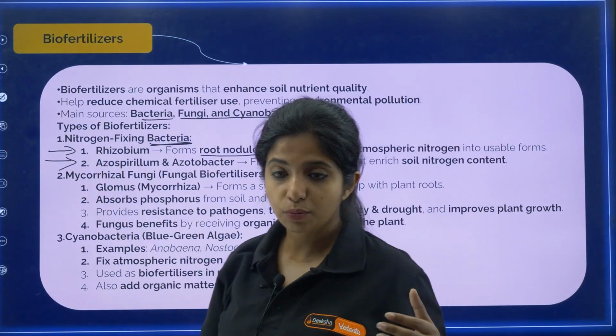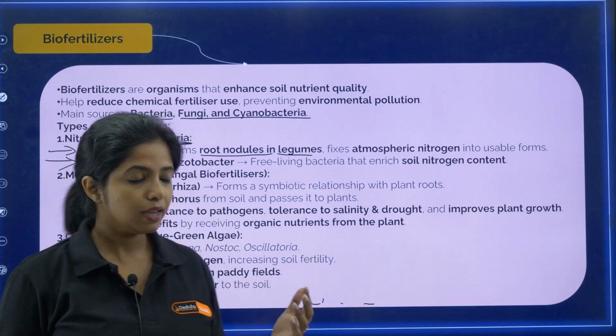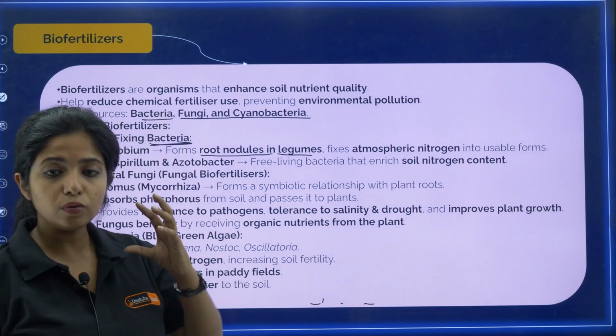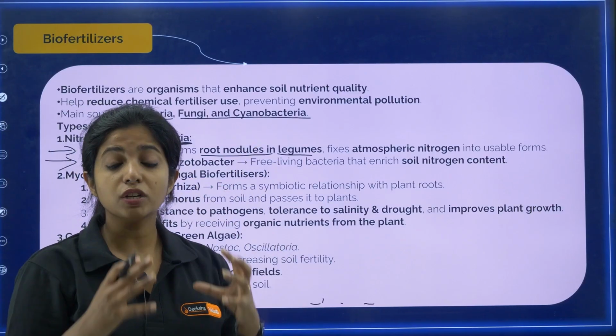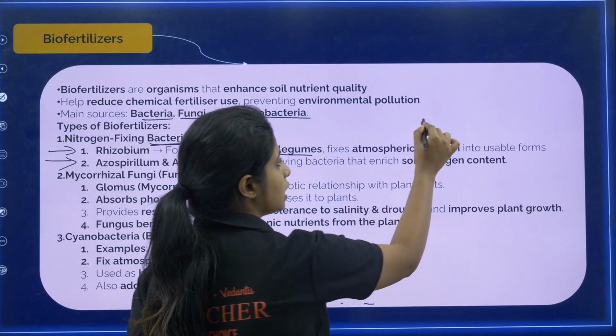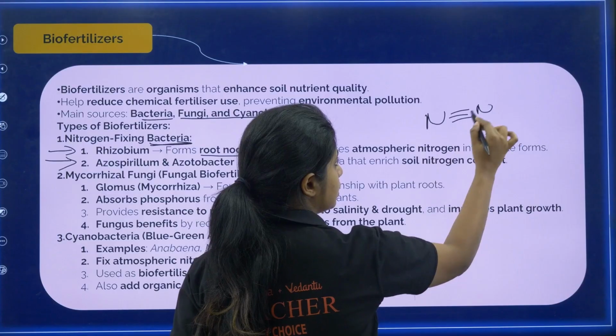The green color, beans. In the beans and all, they are legumes, okay. Beans are all legumes. So in the root nodules of the leguminous plants, the rhizobium is there, and it fixes the atmospheric nitrogen. So atmospheric nitrogen, N2, has basically a triple bond.